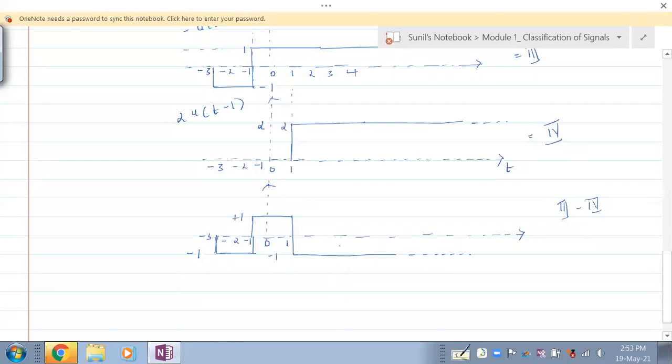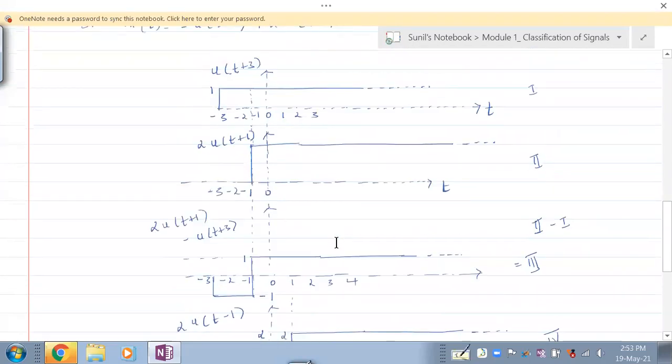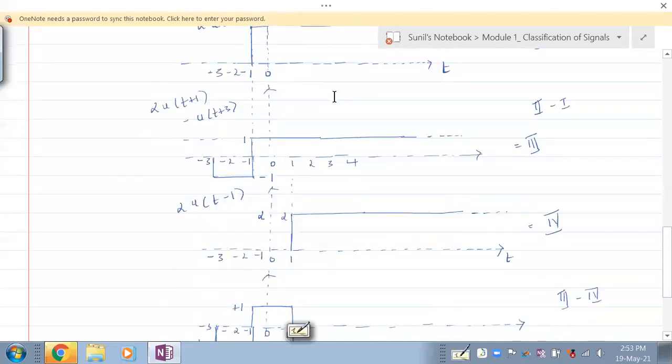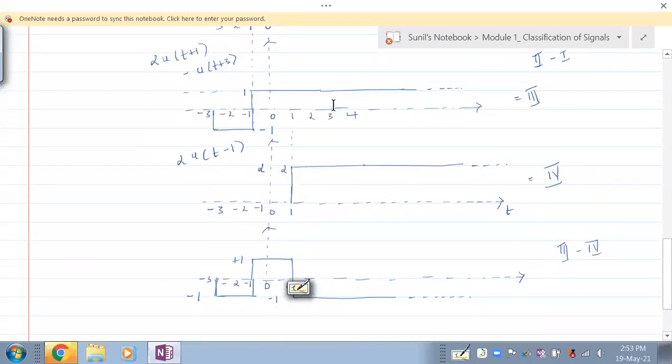So which signal is it that we have plotted? This is the intermediate signal. So we have got these three. Fine. We can write that if you want, not a problem. What we have done here is, this signal is actually minus u of t plus 3 plus 2u of t plus 1, then minus 2u of t minus 1. This is what we have done here.